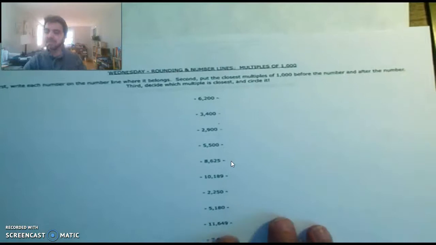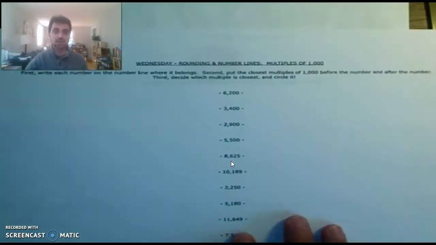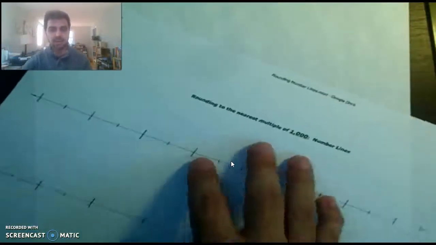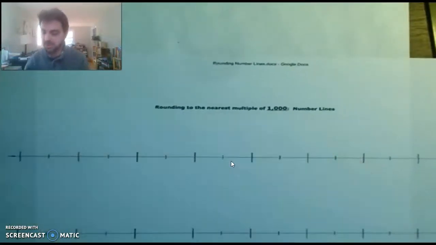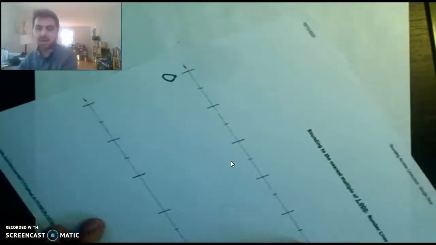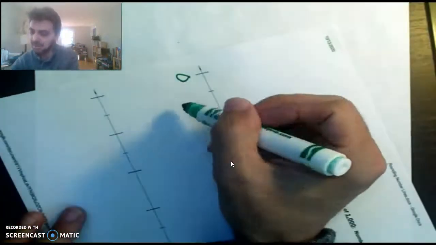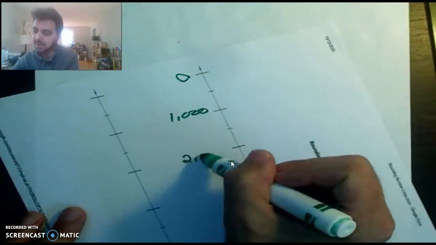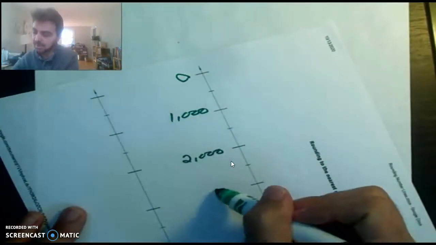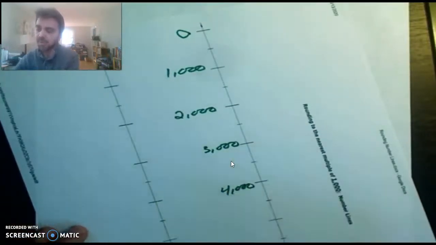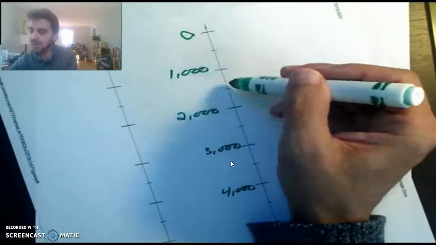Today we're going to be rounding to the nearest 1,000. So let's go to our number line. There's not as many of them today. We're going to start, as always, at 0, and skip count by thousands. So let's go 1,000 here. I'm going to turn the paper like I usually do. 2,000, 3,000, 4,000. You skip the little lines when you go to the big ones.